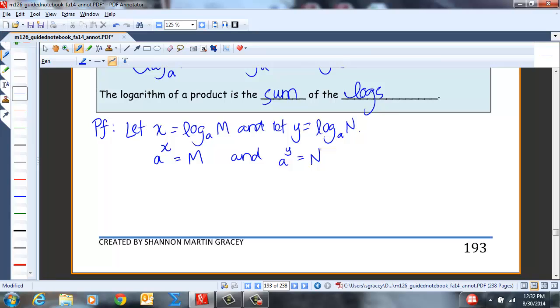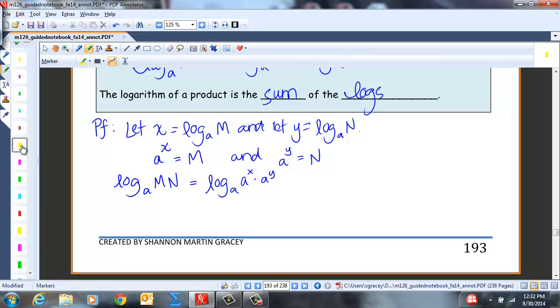Now, let's take a look at log base a of m times n. This is going to be equivalent to substituting in a to the x for m and a to the y for n. We'll have log base a of a to the x times a to the y. So this is what we substituted in.